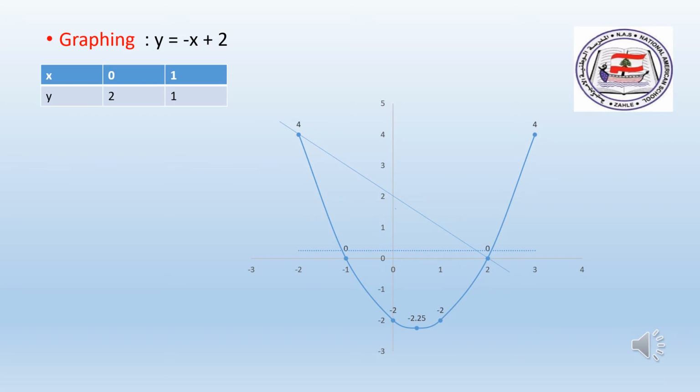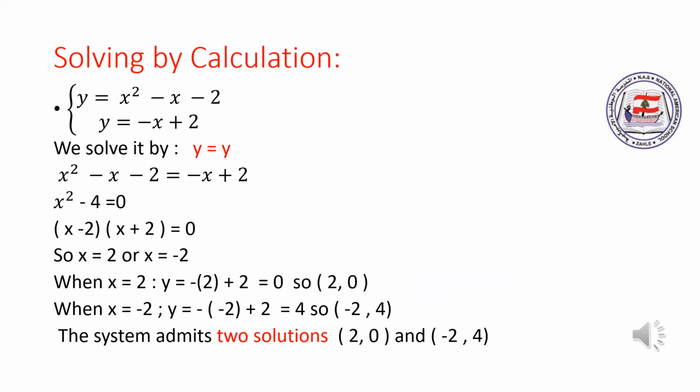By graphing both the quadratic and linear equations, we get the following xy plane. In this system, we have the straight line cutting the curve at 2 points that represent the solutions of the system. The 2 points are defined by the coordinates (2, 0) and (-2, 4). So finally, we can say that this system admits two solutions, the points (2, 0) and (-2, 4).